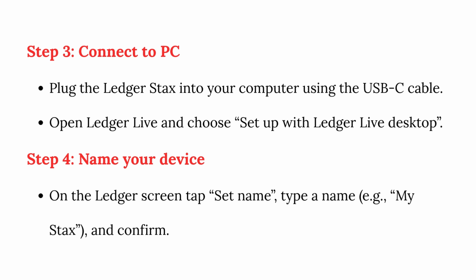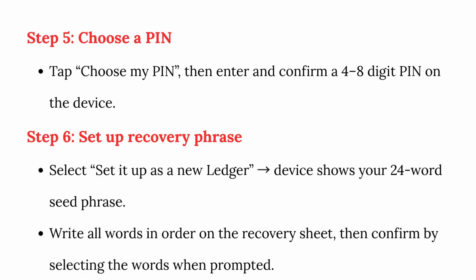Step 4. Name your device. On the LEDGER screen, tap Set Name. Type a name, e.g., My Stax, and confirm. Step 5. Choose a PIN. Tap Choose My PIN, then enter and confirm a 4-8-digit PIN on the device.